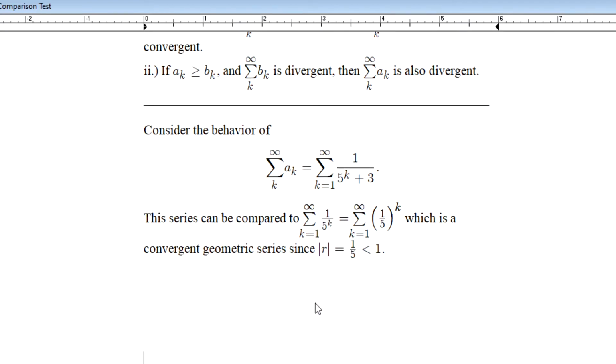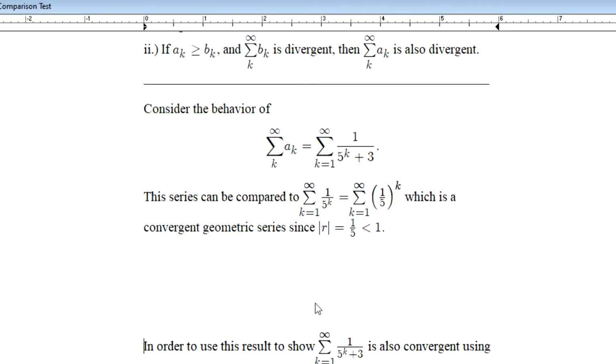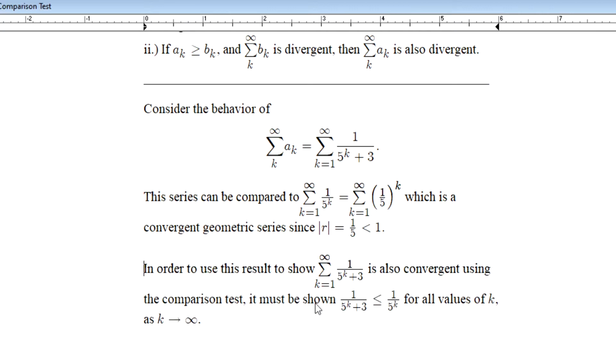In order to use the comparison test, if I bring this note into view, in order to use this result to show that this series is also convergent by comparison test, what we're going to have to show is that the arguments of our series a sub k are always less than or equal to the arguments of 1 over 5 to the kth power.